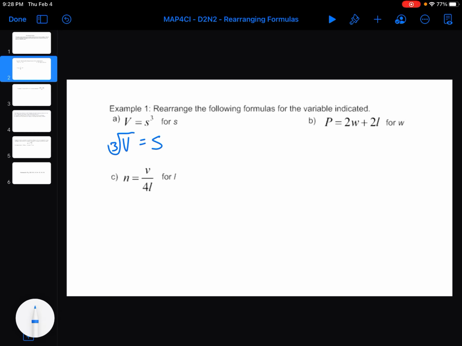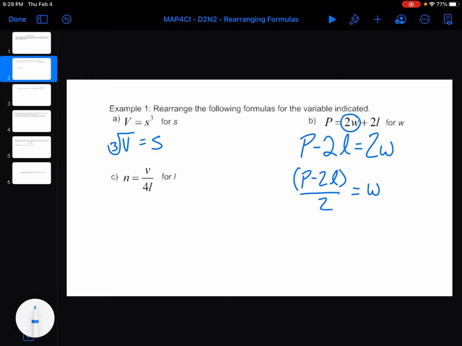Okay, so cube root is the opposite of cubing something. Now the second one here, it says solve for w. Okay, so the first thing I need to do is actually just get this term by itself. So to get that term by itself, I need to subtract that 2l over. I need to get rid of the 2l first. So I have p minus 2l equals 2w. And now it says 2 times w, so I just need to divide by 2. I need to do the opposite of times. So I'm going to do this whole other side, and that's a common mistake. People will just divide p or just divide 2l by the 2. You need to divide the whole other side by 2. So put it in brackets, right, divided by 2.